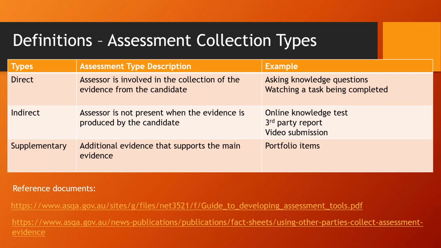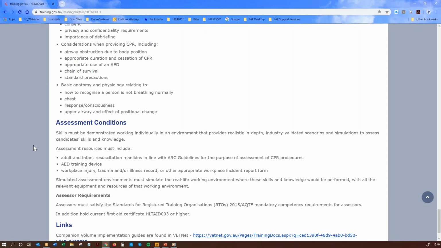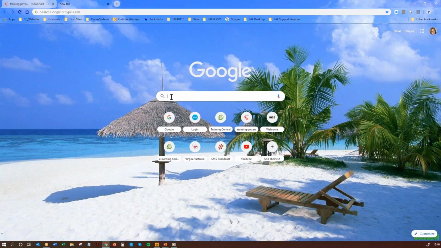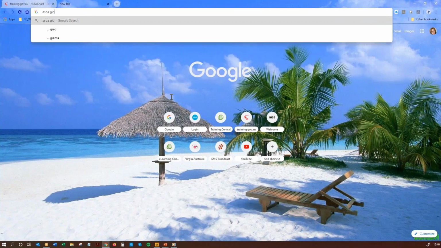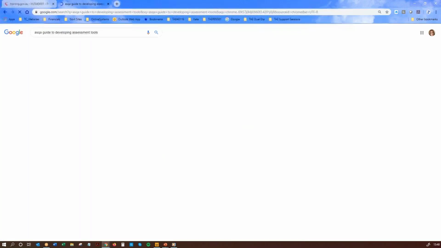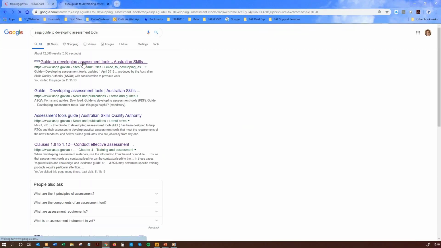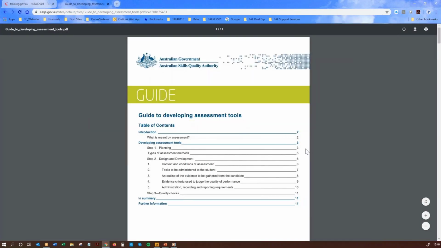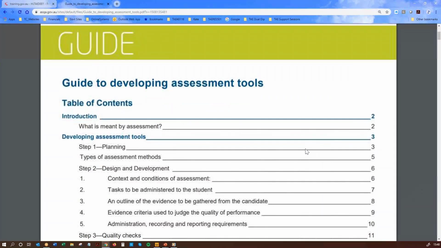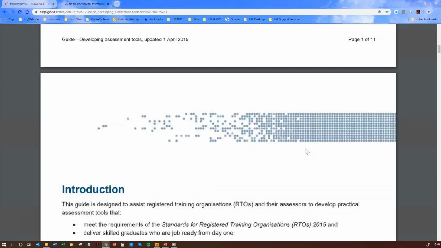So there are 2 reference documents that are put out by ASQA that support a lot of the background on these topics. Let me just grab them on the screen. So the first one that I'll refer you to is called ASQA's Guide to Developing Assessment Tools, and it will summarise a lot of the content that we're talking about during this session. So it gives you definitions about assessment and how to plan, what the different assessment methods are, how to design to make sure that you're capturing the context correctly and things like that. So certainly I would refer people to read this document thoroughly.